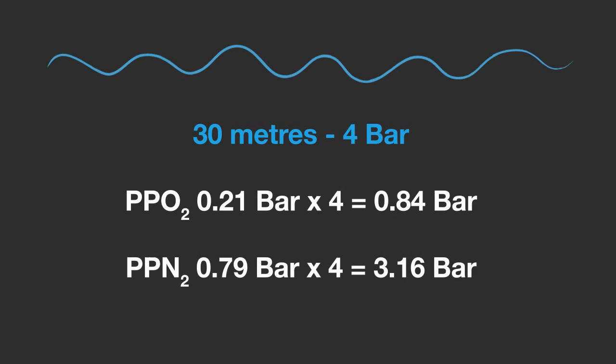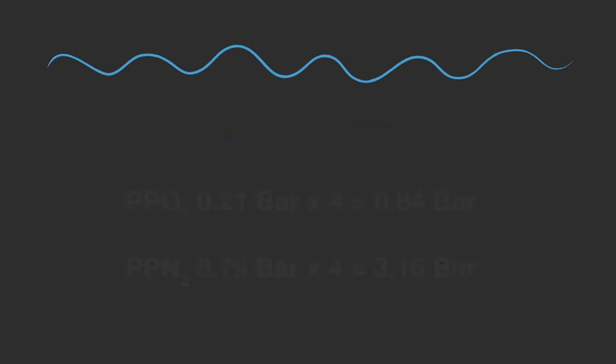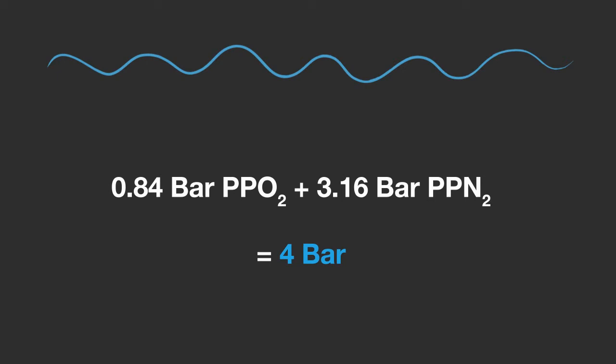Another example, at 30 meters we have 4 bar, and the partial pressure of oxygen is 0.21 multiplied by 4, and that equals 0.84. The partial pressure of nitrogen is 0.79 multiplied by 4, which equals 3.16 bar. If we add them together, 0.84 plus 3.16 equals a total pressure of 4 bar.